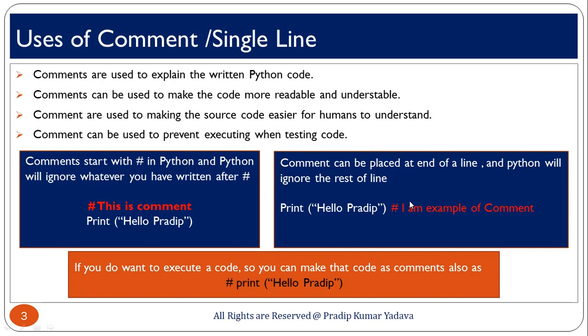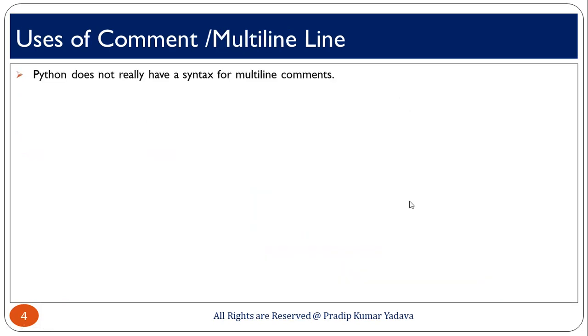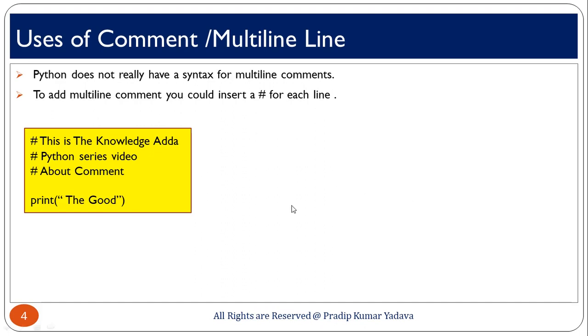But when you are talking about multi-line comments, in Python there is no concept of a multi-line comment. But if you want to write multi-line comments, you have to insert a hash sign for each line. Suppose I have to write multiple lines, so on every line you have to mention hash. So this works as a comment, this works as a comment, this also works as a comment. So this is a way to make a multi-line comment in Python.